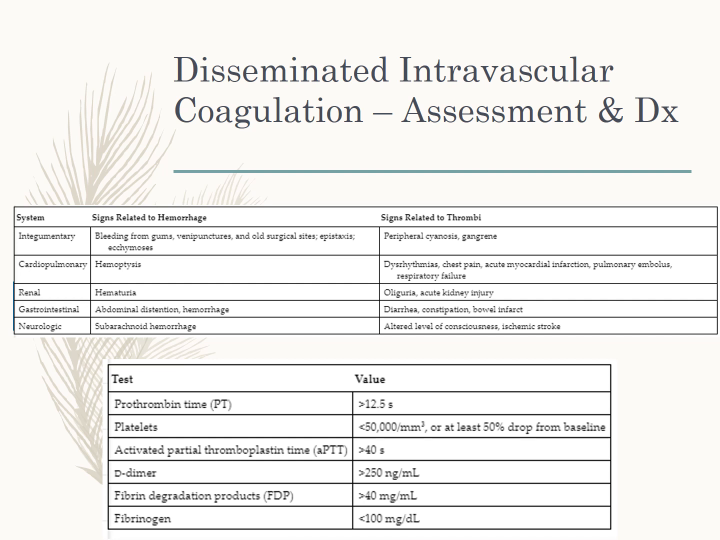Their PTT is going to be elevated, right? D dimer, we talked about this lab before, that it is an indicator of clotting, or the patient is going to be clotting quite a bit. So they are going to have an elevated D dimer.